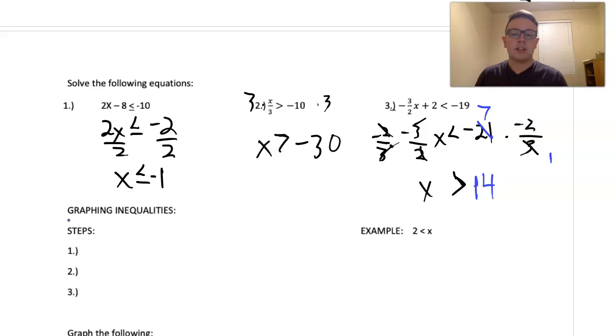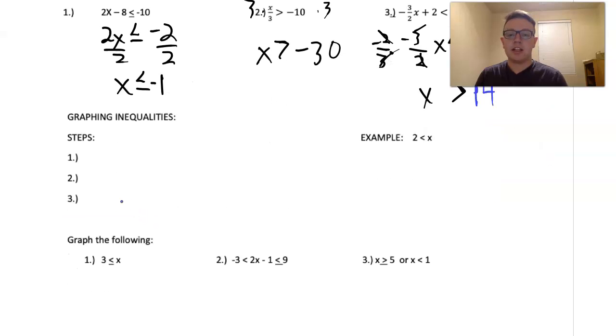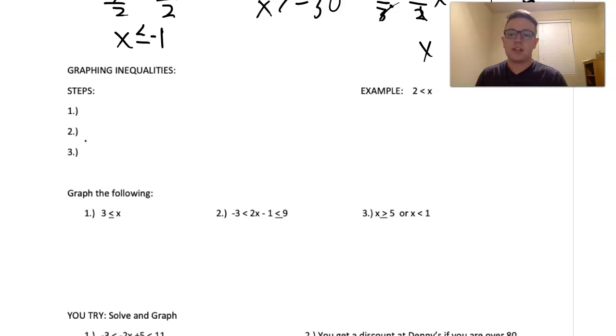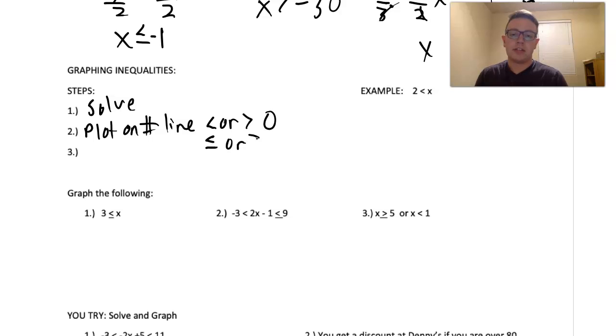Now let's move on to graphing these inequalities. How are we going to graph an inequality? Well, first of all, we got to solve the inequality. Make sure that we have an answer for x. In this case, we're all good. Step 2, we're going to plot the point on the number line. Remember that with a less than or greater than sign, we have an open circle, but if we have a less than or equal to or greater than or equal to, we have a shaded dot. So we're going to need to shade in our dot.